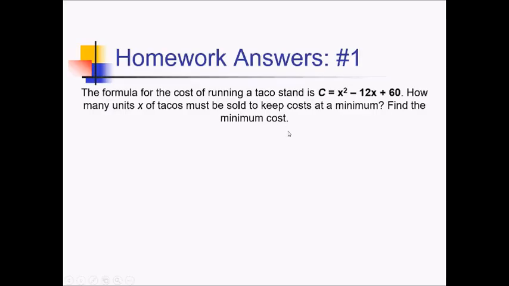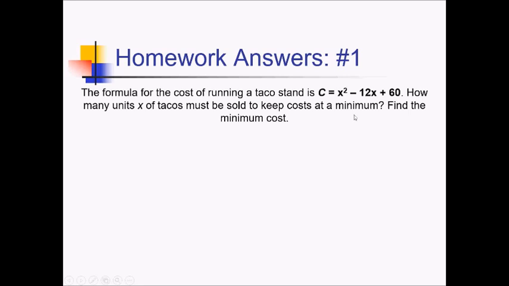On this problem, the cost of running a taco stand is given by this C function as a function of x. We want to know how many units x of tacos must be sold to keep costs at a minimum, and then find the minimum cost. Since this is a quadratic, we know that the minimum value is going to be found at the vertex.